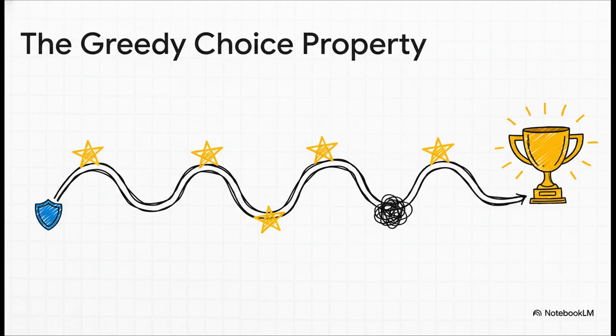All this really means is that for certain types of problems, the best immediate choice is always a safe one. And safe here just means that it's a choice that won't mess things up for you down the line. It's a choice that will never stop you from getting to the best possible final outcome. For our workshops, picking the one that finished first was safe because it kept all our options open.